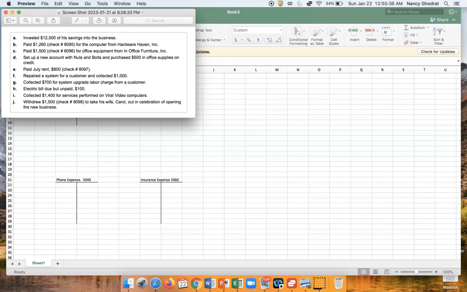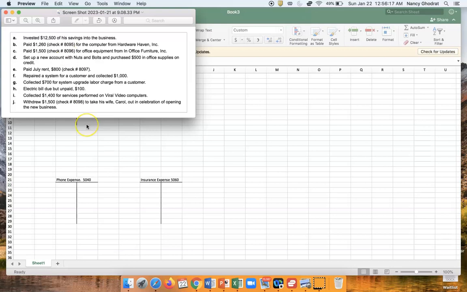I'm going to go over this exercise that is part of Chapter 2, Question 4 homework. If you remember in Chapter 1, we had Question 5, asking us to analyze transactions A through J. And we analyzed it by showing, for example, when the owner invested $12,500 into the business. We said that the assets, cash, will increase, and then also capital will increase.